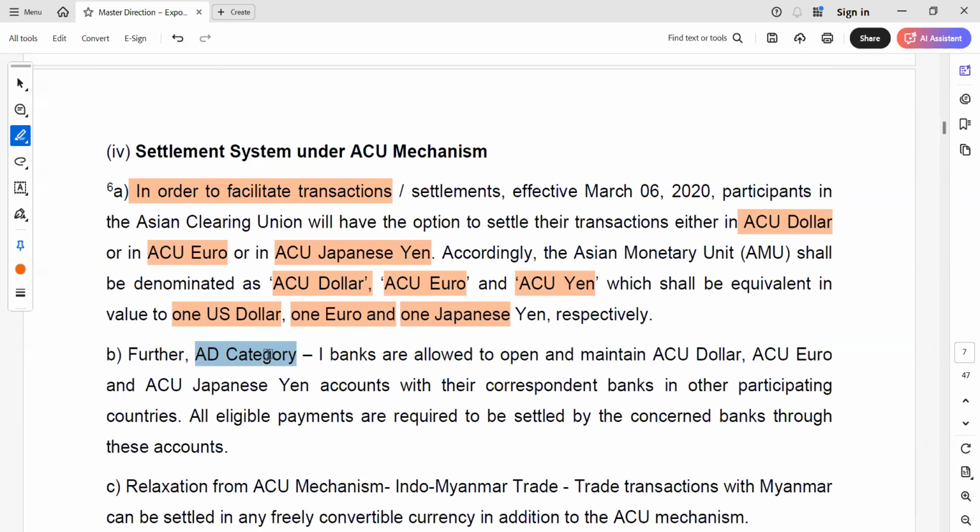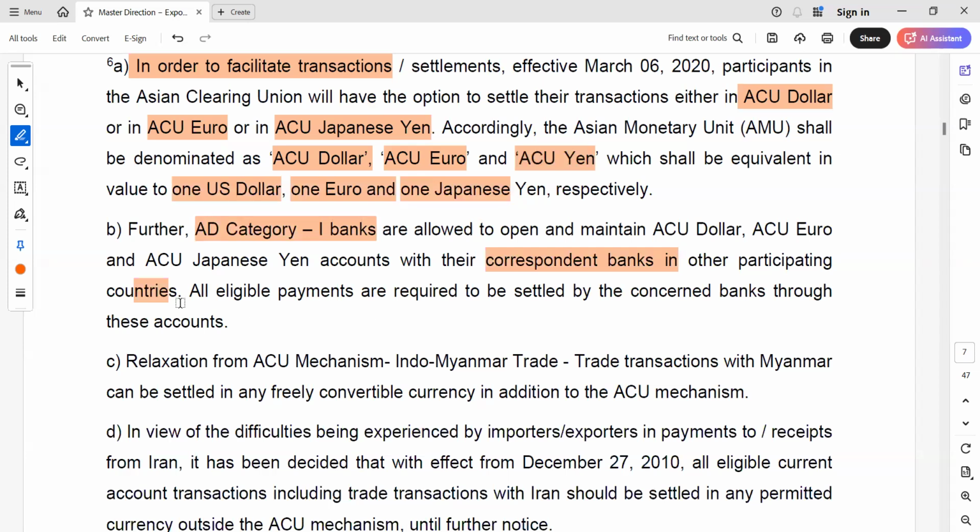So, further, AD category 1 banks are allowed to open and maintain ACU dollar, euro, Japanese yen accounts with their corresponding banks in other participating countries. All eligible payments are required to be settled by the concerned bank through these accounts. Okay, so this is the system under ACU mechanism.